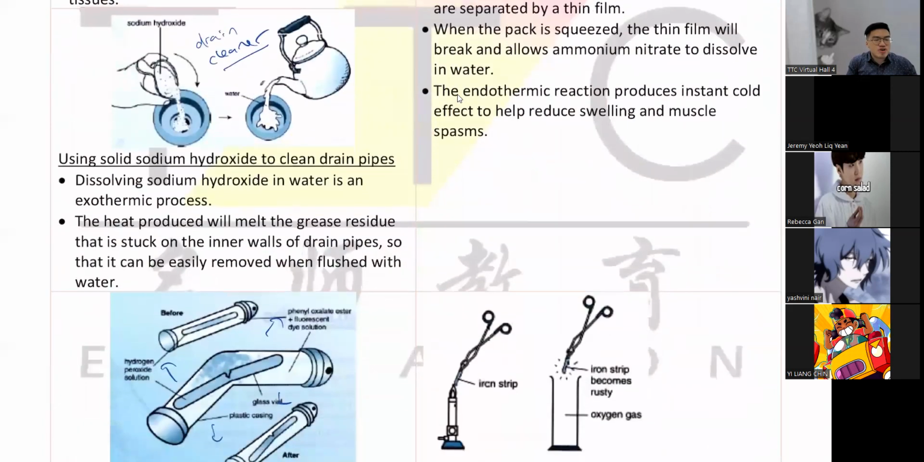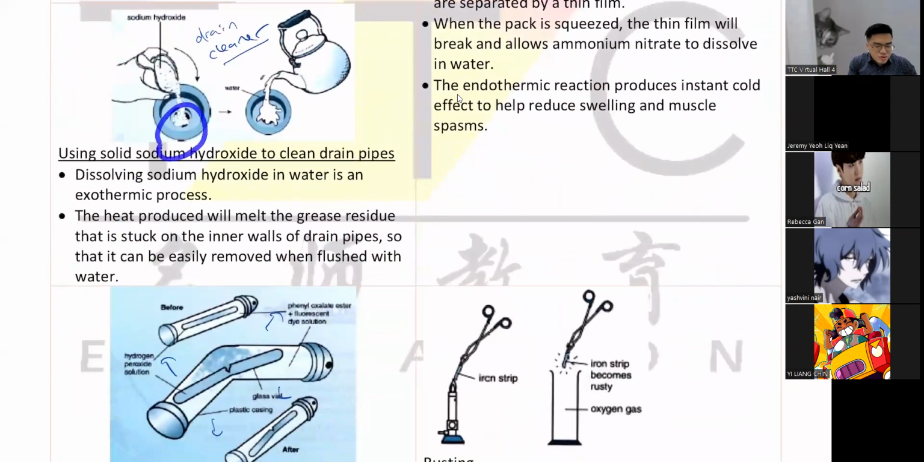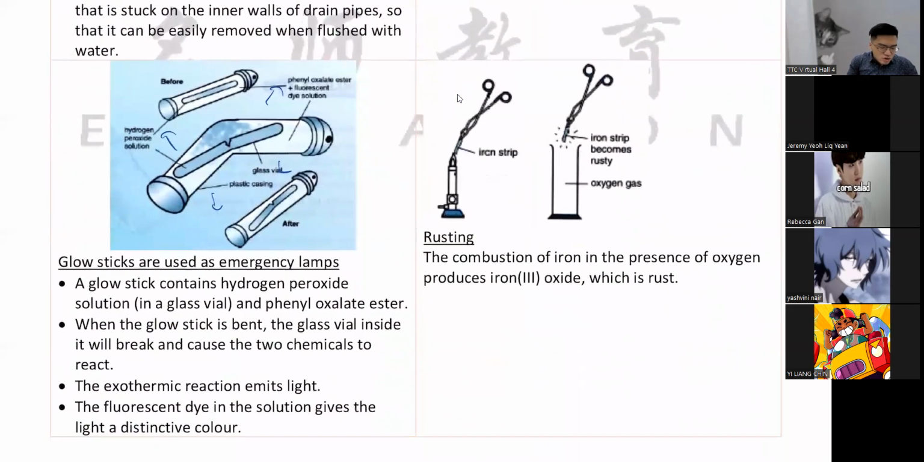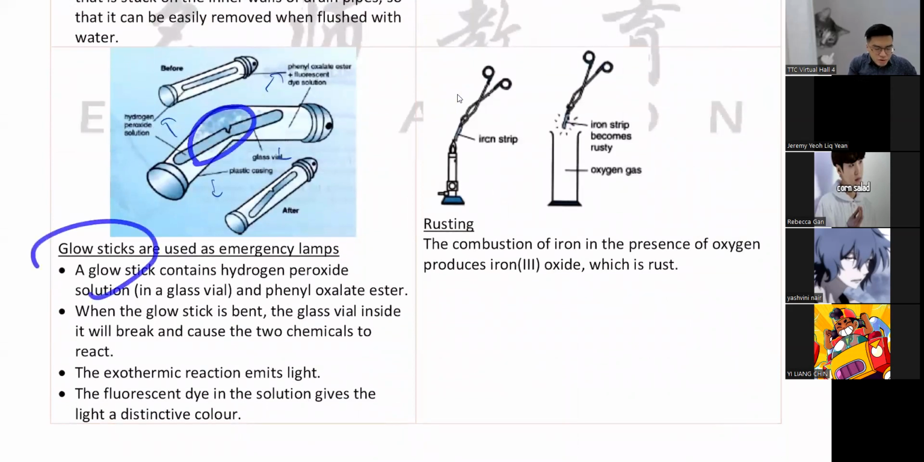Anyway, next, drain cleaner. You use this to melt away the hair that is stuck in your drain. This reaction is very hot, very exothermic, so your hair will melt away. Not just hair, fats, whatever, they will melt away. And then your glow stick, right? When you break your glow stick, when the chemicals mix, they will release heat and light. So that is exothermic again.